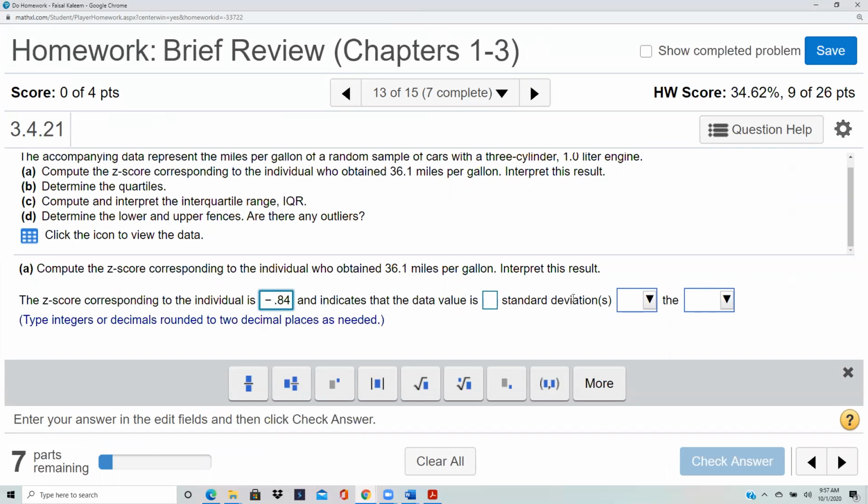And that indicates the data value is, so here you always put the positive number. It's that many standard deviations. And then in this box, you will put above or below depending on whether this was positive or negative. If it was negative, then it's below. And it's always the mean.